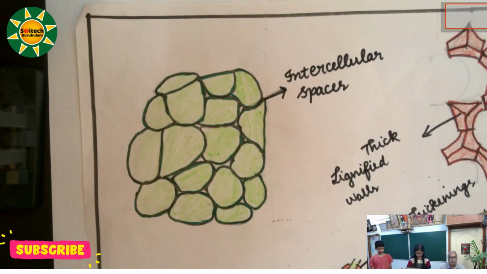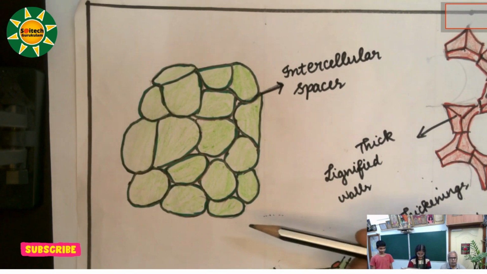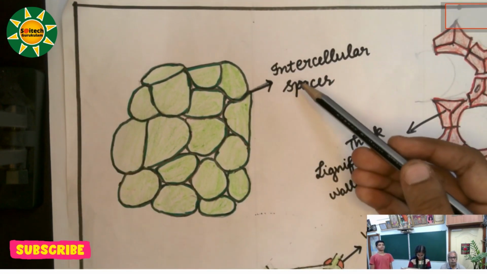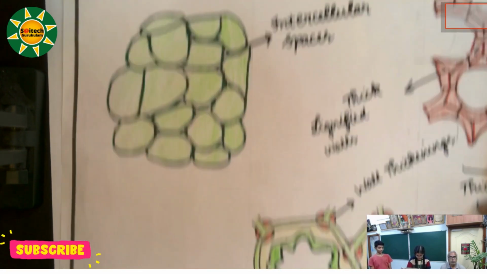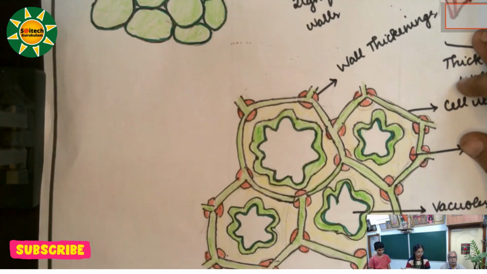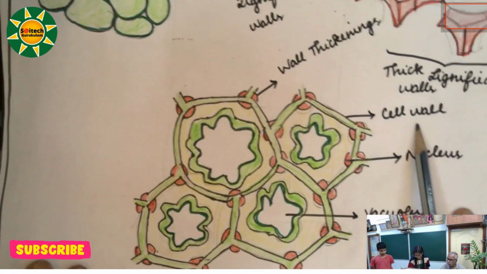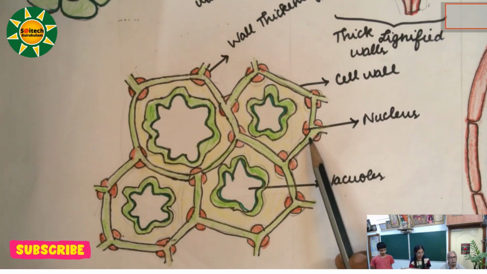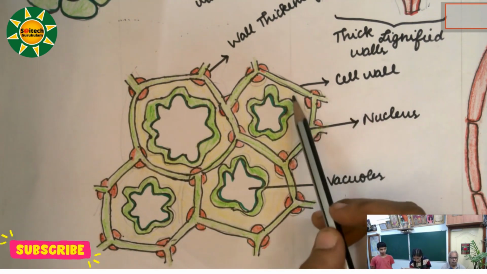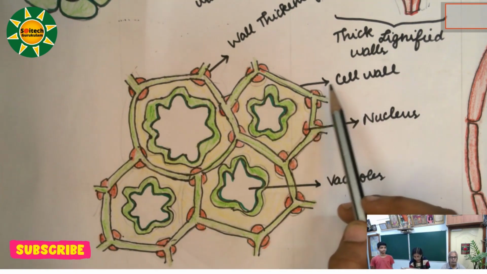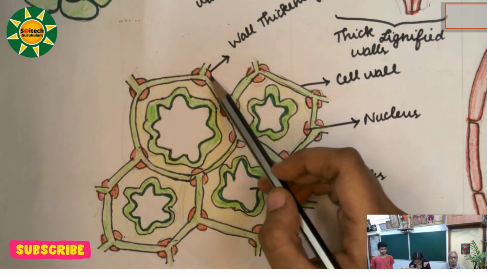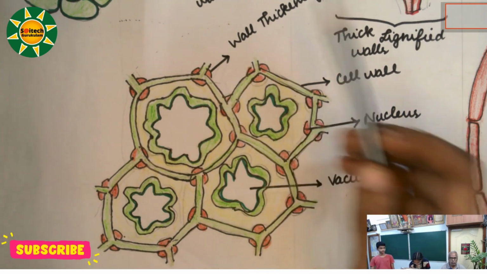Over here we can see a parenchymatous tissue. There are very small, that is little, intercellular spaces. Over here you can see this colorful diagram of collenchyma, where these blank spaces are vacuoles, these red colored spaces are nucleus, the outer black covered membrane is called cell wall, and this outer red part is called wall thickenings.